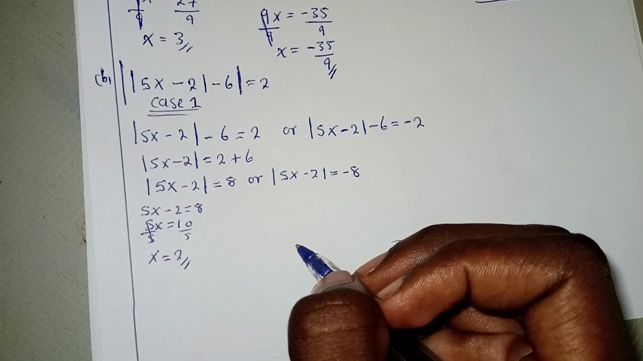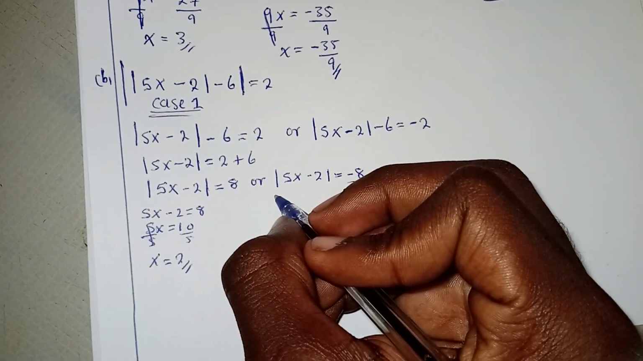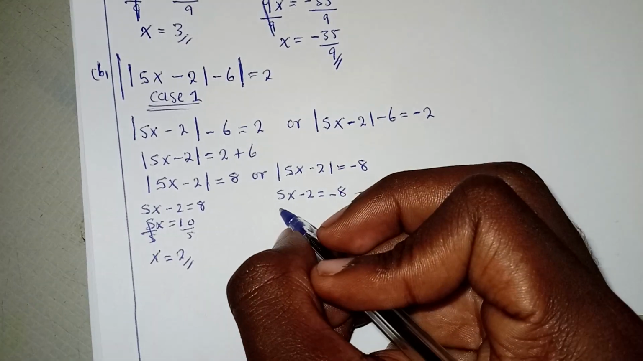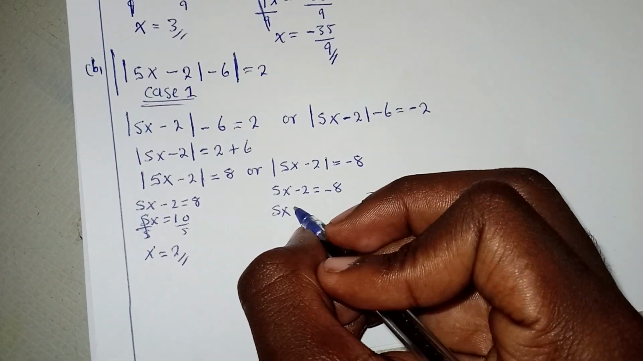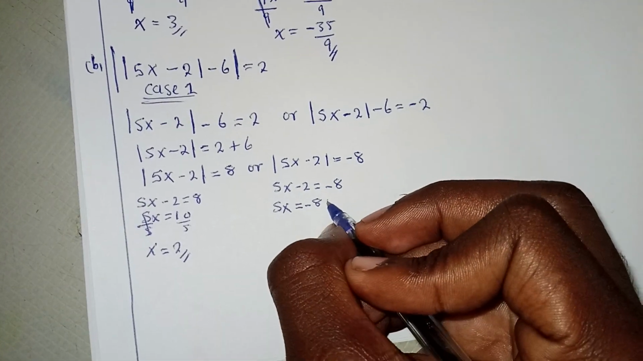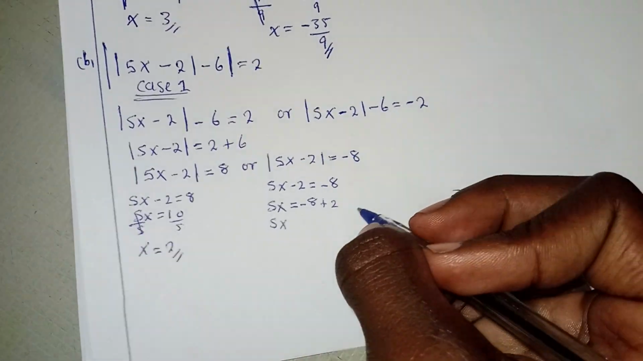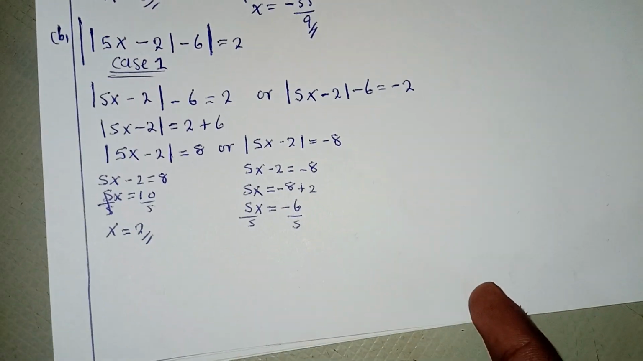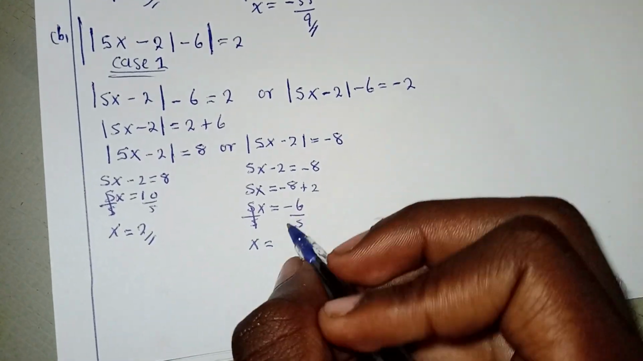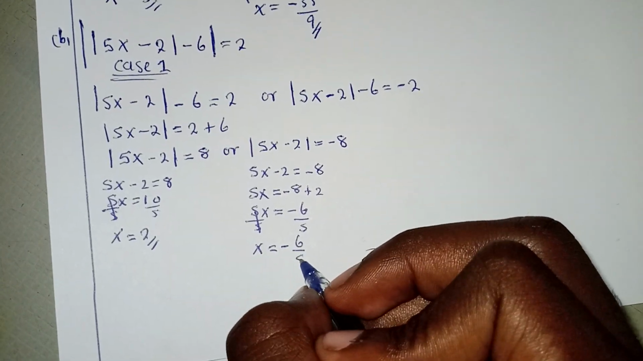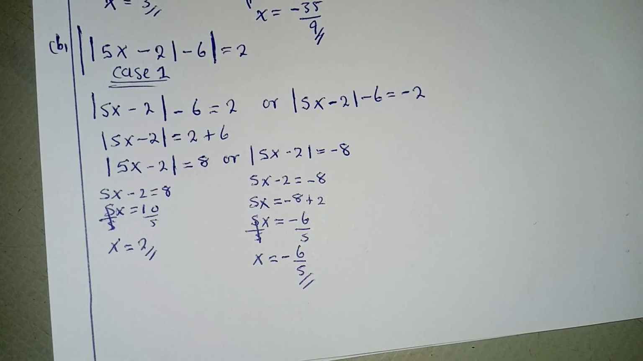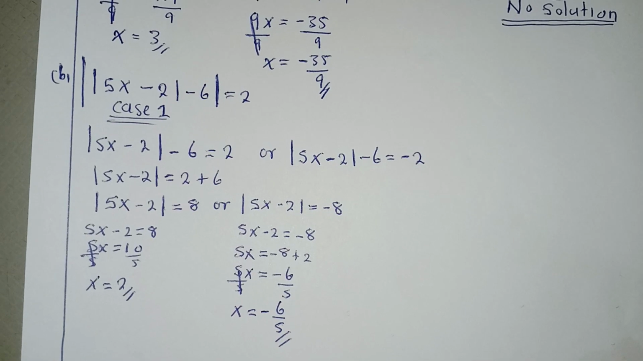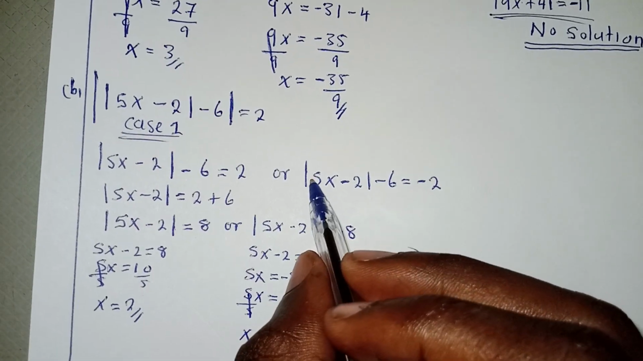Then we solve this one. For this one, we're going to have 5x minus 2 equal to negative 8. Then 5x equal to negative 8 plus 2. 5x is going to equal negative 6, over 5 over 5. And therefore, we have x equal to negative 6 over 5. That is also a solution. Let's get to the other case.